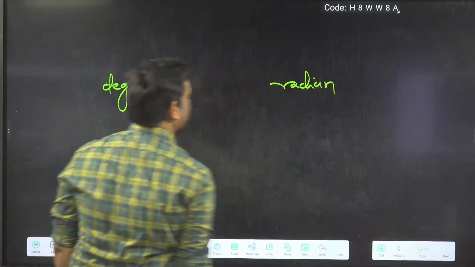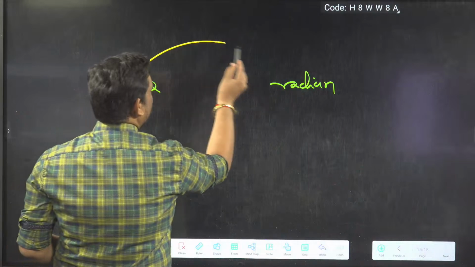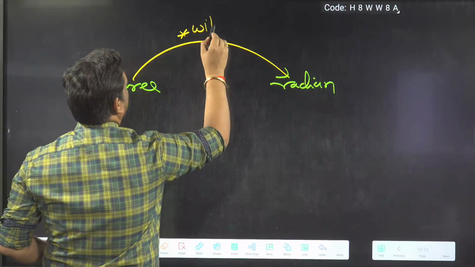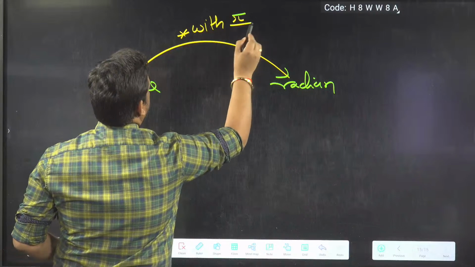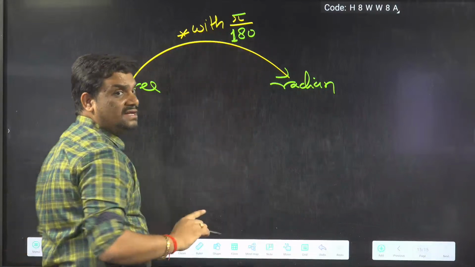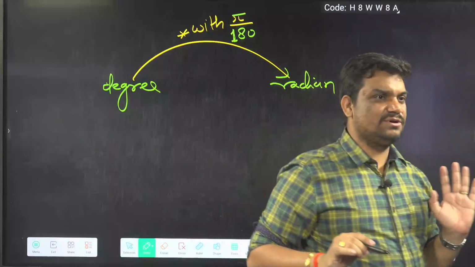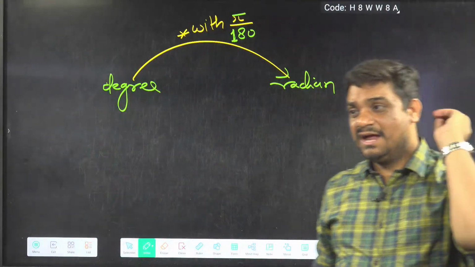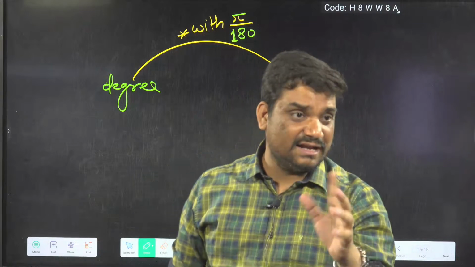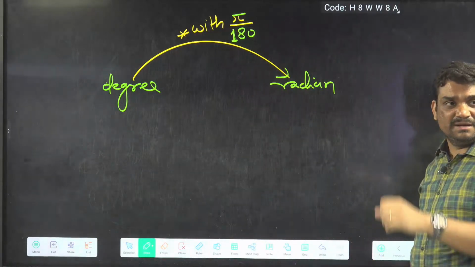Means you can write whenever you have to convert degree to radian, then what you will multiply? Multiply with what? Pi by 180. That's it. Every time you have to multiply with pi by 180. Now I'm going to ask even 100 questions also. You can directly tell like this, sir, multiply with pi by 180.